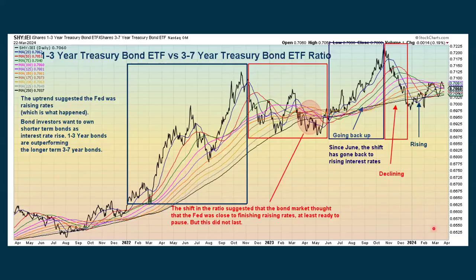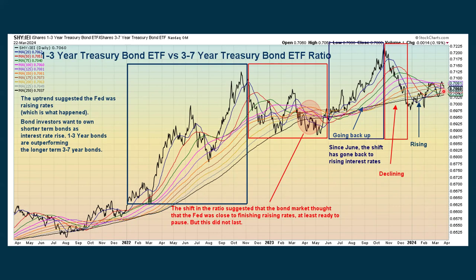And we look at bonds, we look at the 1 to 3 year bond and we compare it with the 3 to 7 year bond. And this is based on price. Now, we saw a real shift this past week, and we're starting to see this ratio going down, meaning that interest rates may be going down as well. This had been going back up, which was causing some concern to the market. The fact that this is now going back down means that it's more interest rate friendly for stocks.